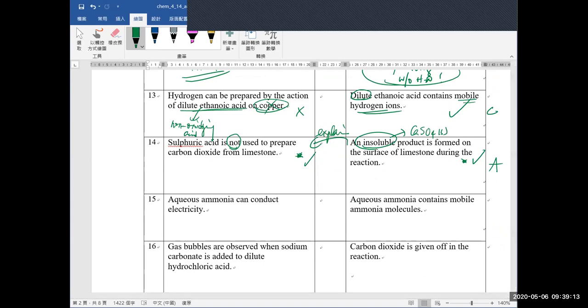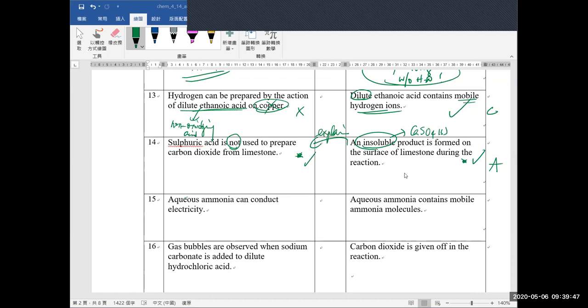Next, who is the next guy? Chu Gawei. Aqueous ammonia can conduct electricity. Aqueous ammonia contains mobile ammonia molecules. Chu Gawei, what will be the answer for question 15?